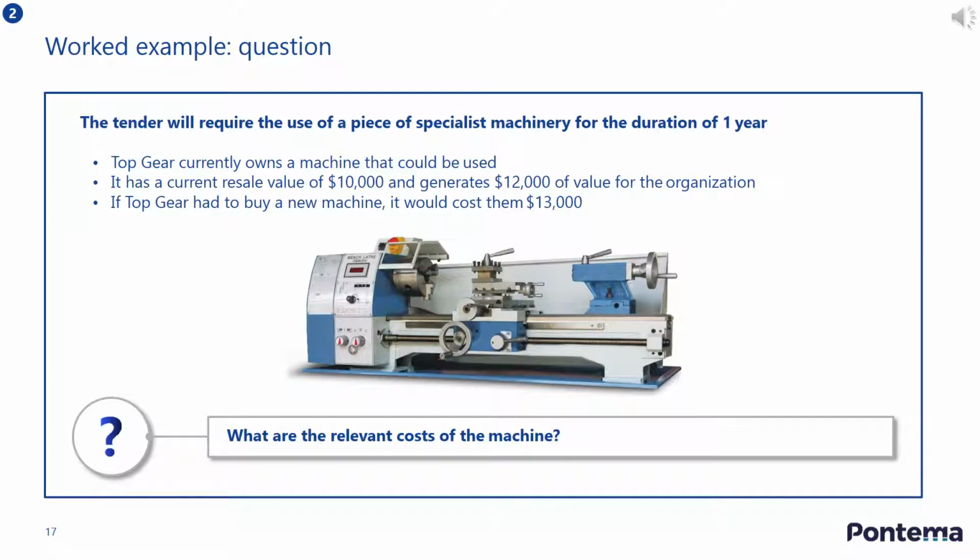The tender currently being assessed by Top Gear requires the use of a piece of specialist machinery for the duration of 1 year. Using the data on the slide, what would be the relevant costs of the machine? The answer follows on the next slide.